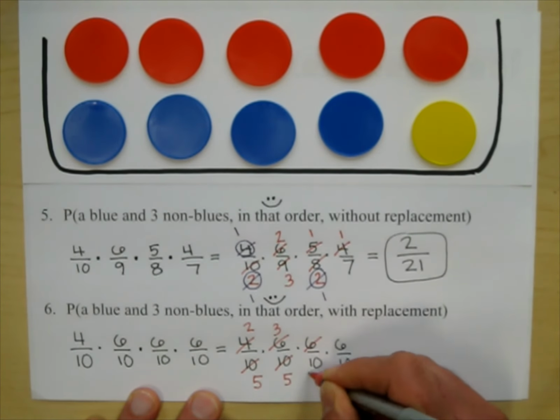Times 5 is 125. 125 times 5. 25. 10, 11, 12, carry the 1, 5, 625. So we have 625 on the bottom. We know that's reduced because nothing else can cancel.